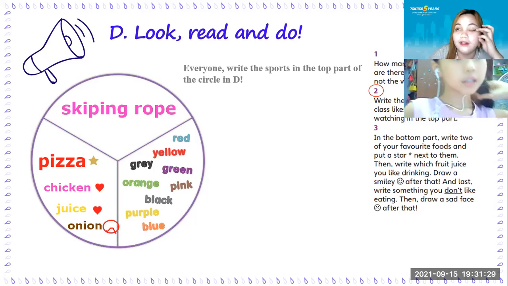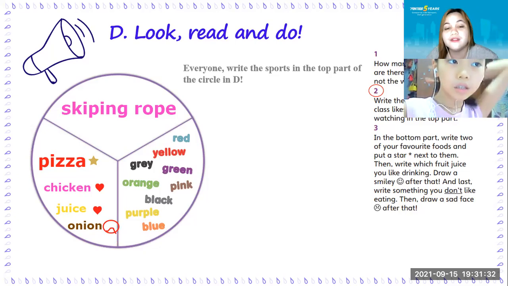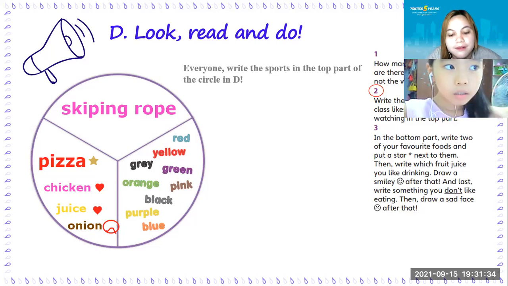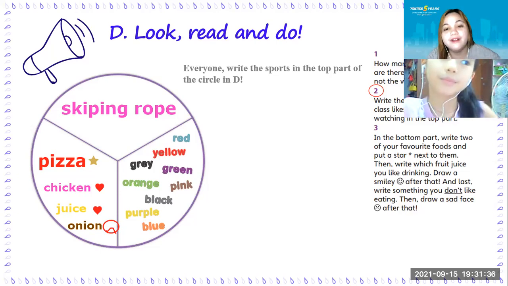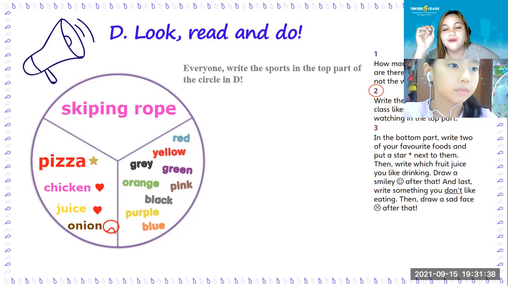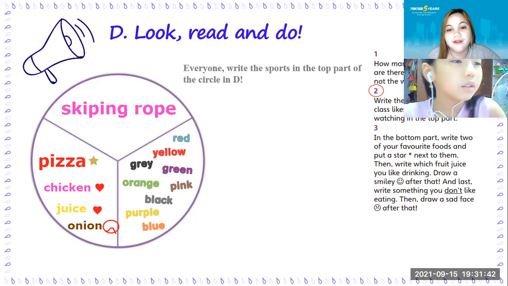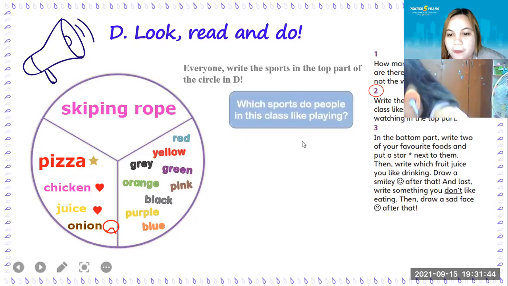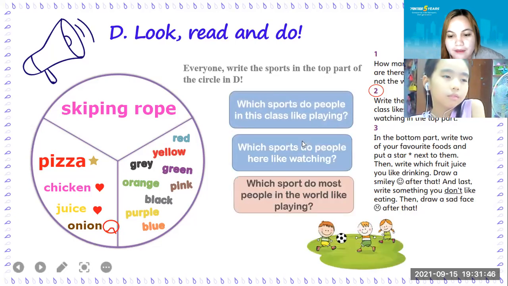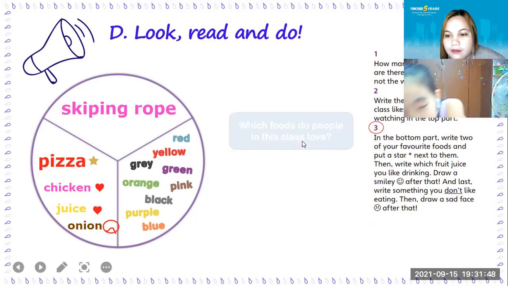I don't like eating onion, but I like to eat onion rings. Do you know what's an onion ring? Yes. It's very delicious, especially when you dip it in the mayonnaise or in the cheese. That's very delicious. Okay. All right. Very good, Akiko.